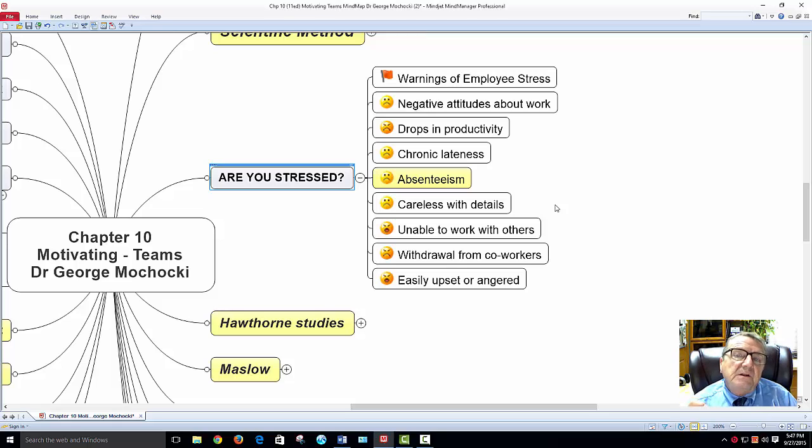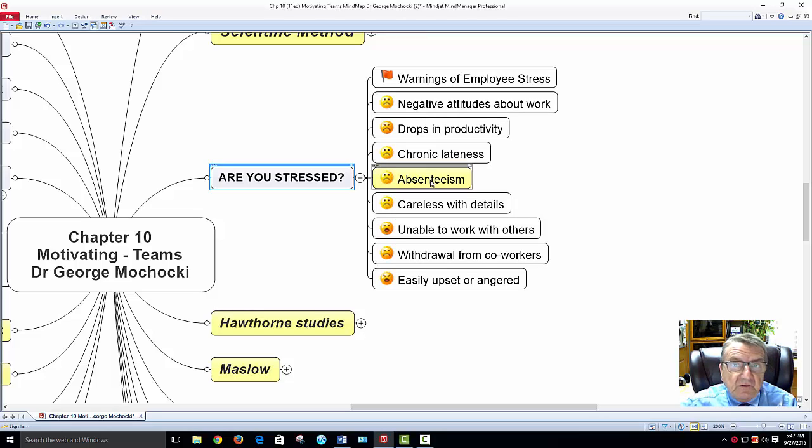But now, stress. A manager or an owner should be able to understand when an individual is stressed. Some of the warnings of employee stress: negative attitudes towards work. Maybe they just don't like the job and they're complaining about it, but it could be something else. Drops in productivity, something that's stressing them out. They're not as productive. They don't find the joy in the work anymore.